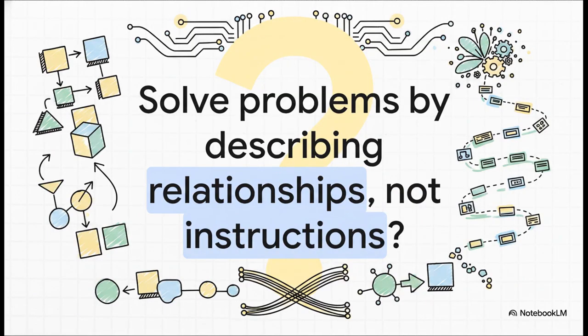And that kind of leaves us with a final, pretty big thought to chew on. What if the best way to solve our most complex problems isn't about writing a super long list of instructions, but instead about simply and elegantly describing the relationships between all the pieces? What new kinds of solutions could that way of thinking unlock?